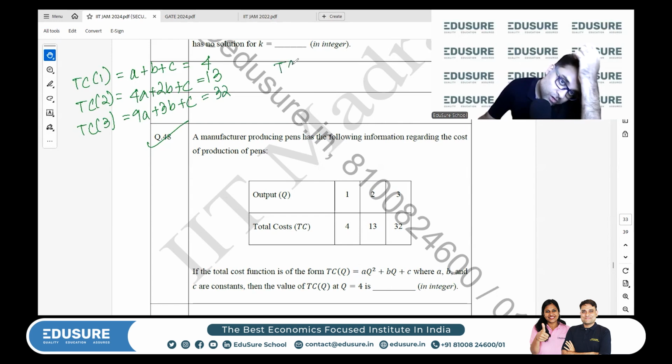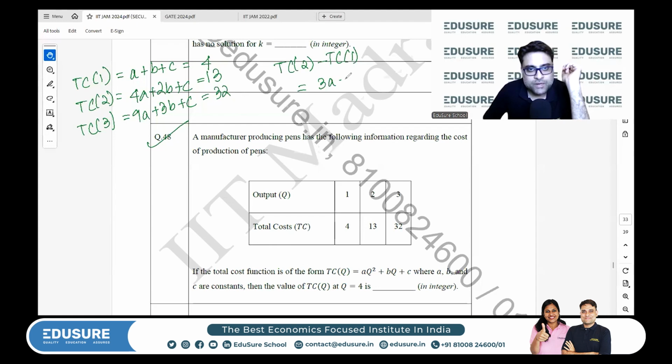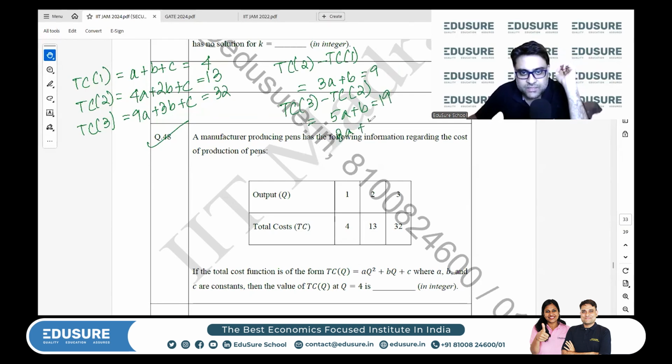Now, total cost 2 minus total cost 1 gives me 3A plus B is equal to 13 minus 4, that's 9. Total cost 3 minus total cost 2 gives me 5A plus B is equal to 19. So 5A plus B is equal to 19, and 3A plus B is equal to 9.